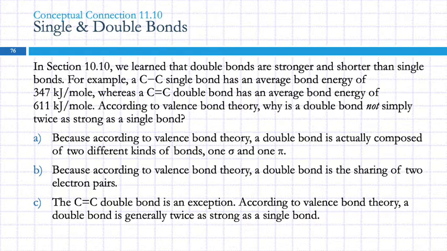Oh. No. The pi bond is weaker. So you have the sigma bond, the 347, but when you add the pi bond, it's not a doubling of the energy, right? 611 is less than 2 times 347. That would be more like 700. So the choice here is this one. The double bond is actually 2 different bonds. They have different strengths. And so because the pi bond is not as strong as the sigma, a double bond is not twice as strong as a single bond.